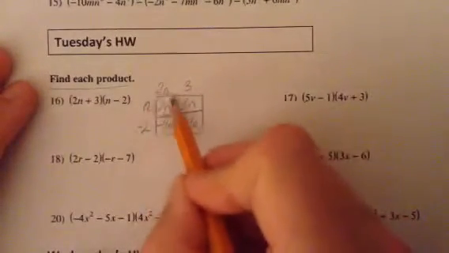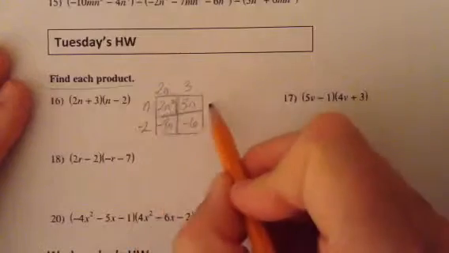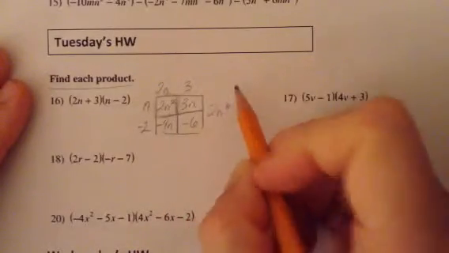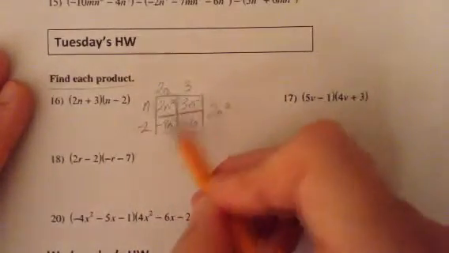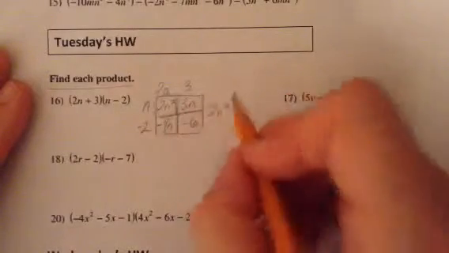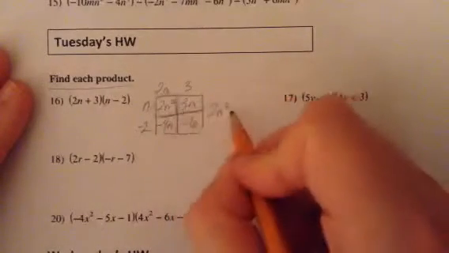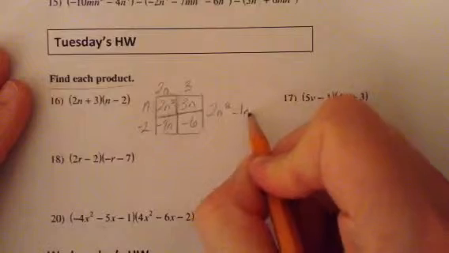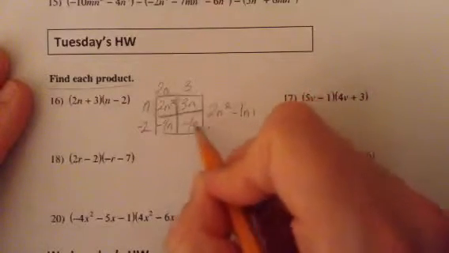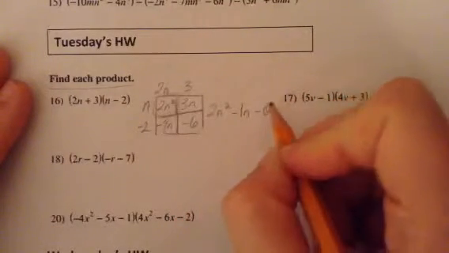So I'm looking for like terms. This doesn't have any like terms. No n squared, so I just write that out. These two have like terms, and so I'm going to combine them. And those two become negative 1n. And then here, this has no like terms, so minus 6.